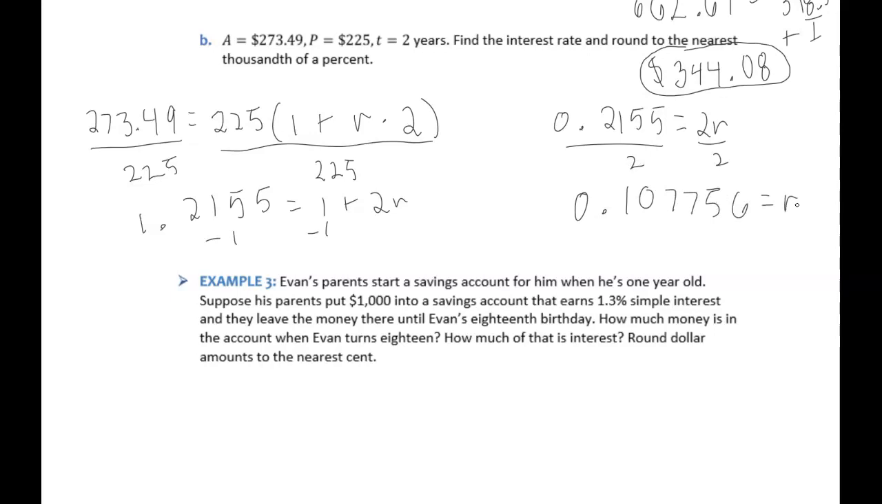0.107756, or moving your decimal point and rounding to the nearest thousandth as requested is 10.776%, or 10 and 776 thousandth of a percent.